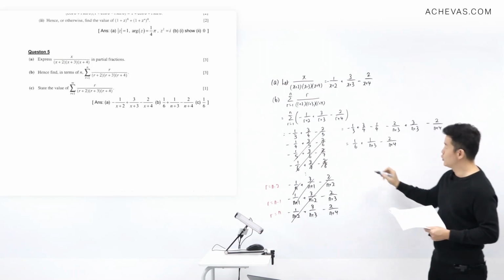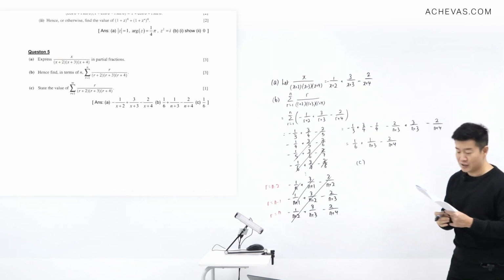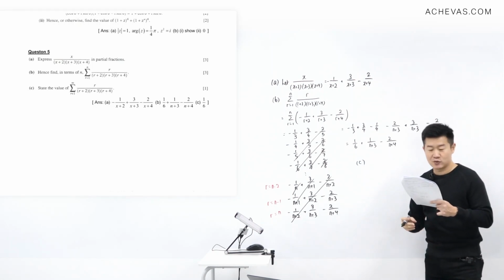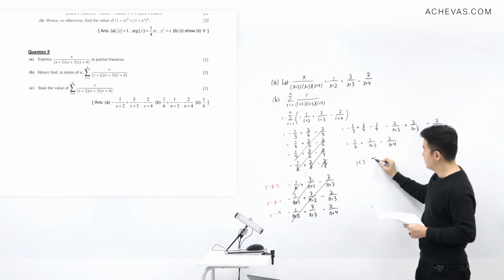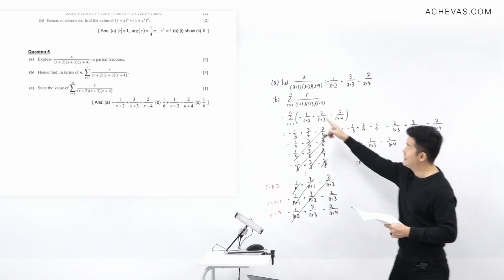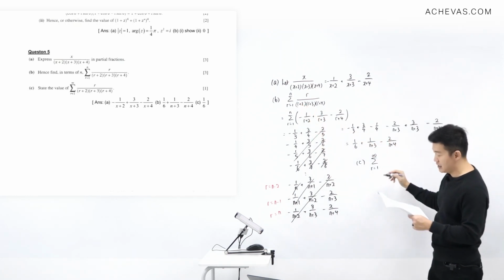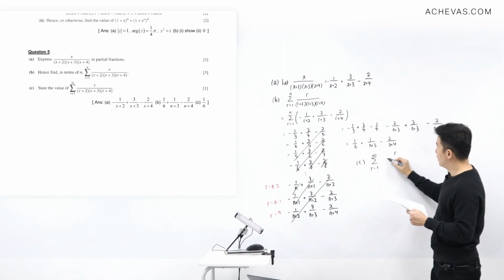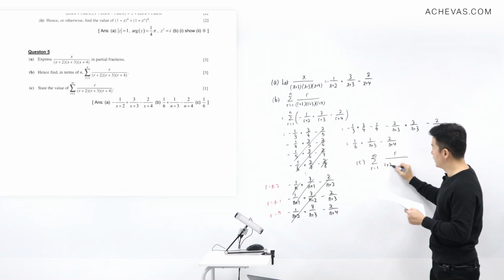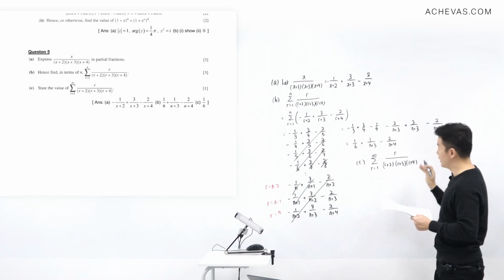Now let us move on to the last part, part C, which is actually a pretty easy part. It is trying to ask us about the sum to infinity of this. So let me rewrite this. It's going to be the sum from r equals 1, and this time n here is going to be replaced by infinity. Sum from 1 to infinity of r over r plus 2, r plus 3, and r plus 4. Let's do a double check.